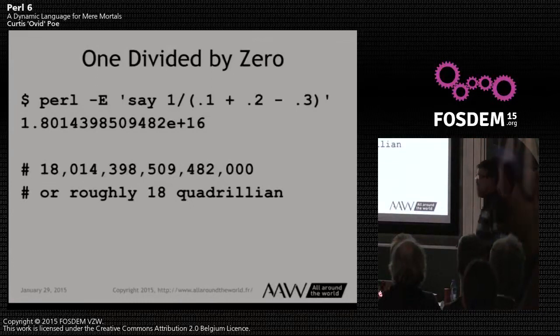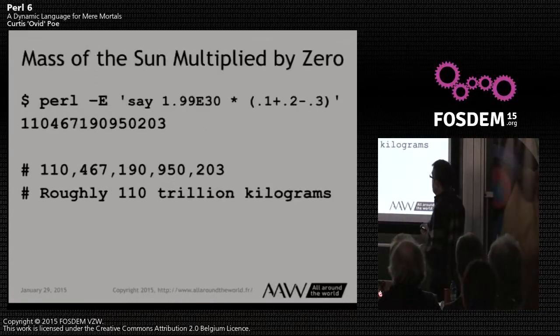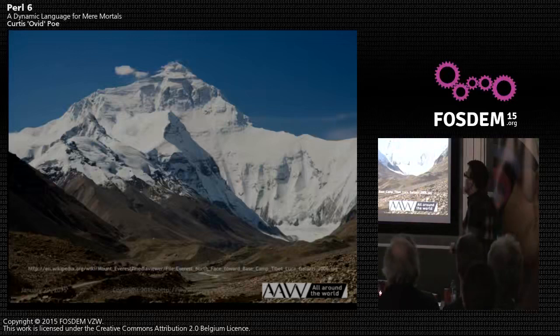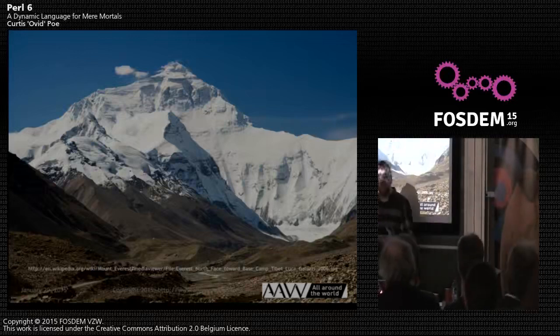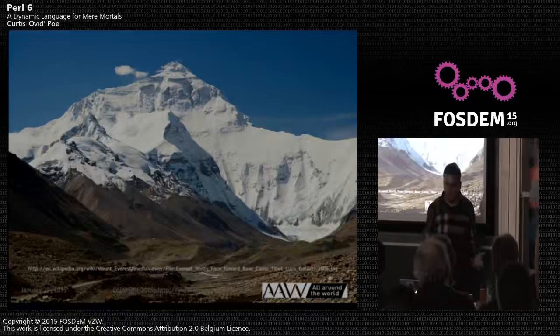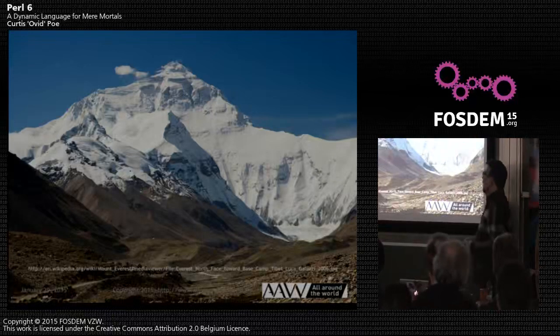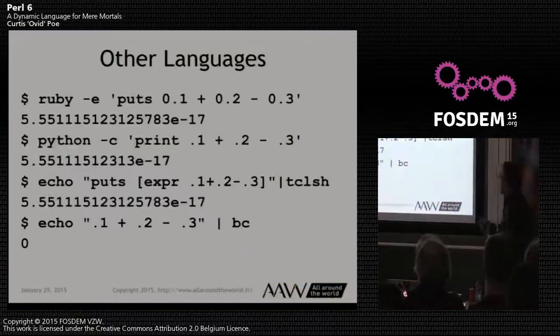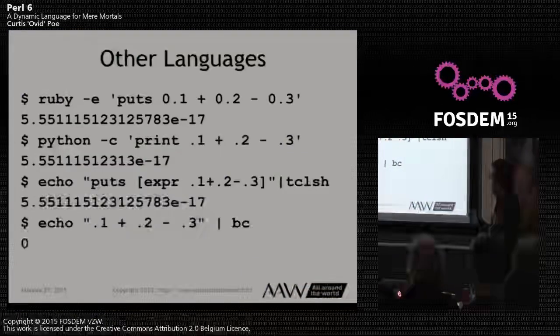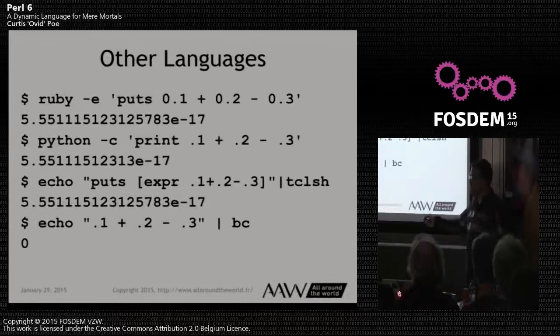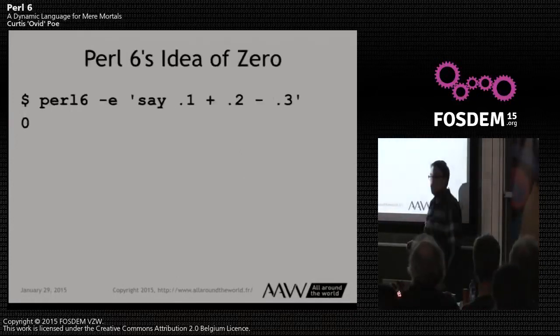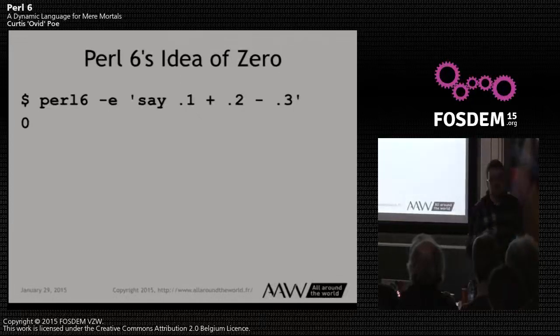Or let's multiply the mass of the sun by 0. That's 110 trillion kilograms, or as Enrico Fermi would tell us, roughly the size of Mount Everest. Yes, as all of you have suspected, Mount Everest is nothing more than a floating point error. And other languages tend not to do any better: Ruby, Python 2, Tcl, BC. BC actually gets this right, but considering that it can't figure out 7 divided by 3, it's not very reassuring. And Perl 6 says 0.